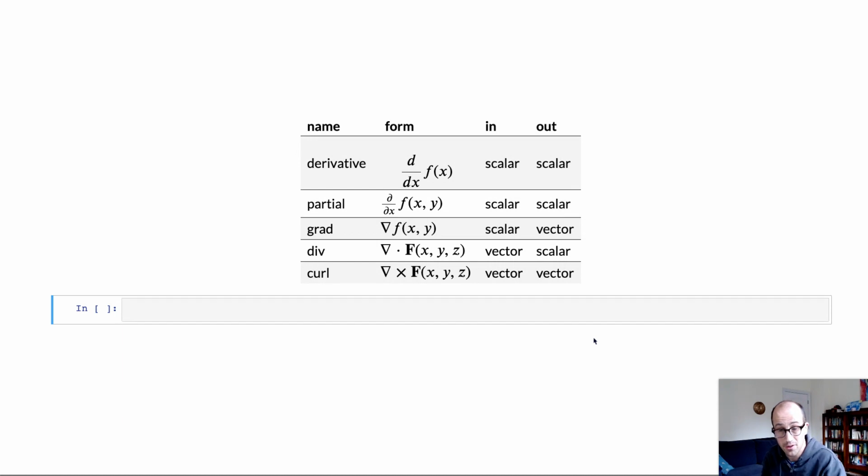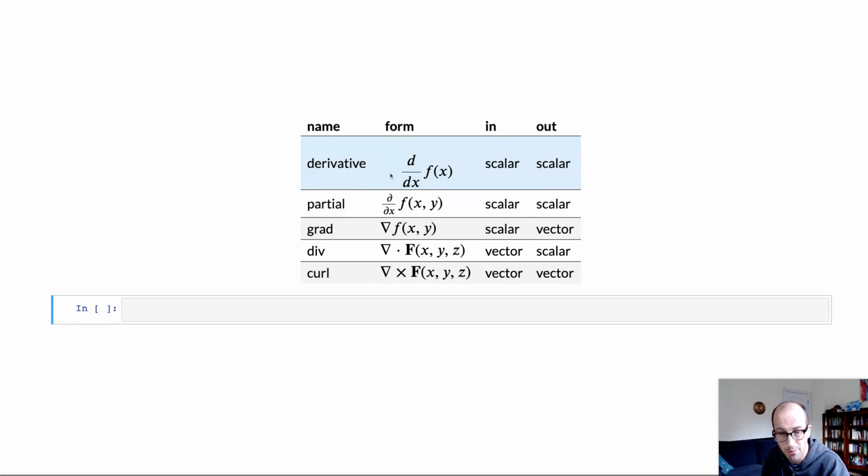Okay, so to sum up here, we've got a bunch of different derivatives. We talk about the in and the out. So what do you start with? You start with a scalar valued function with one variable, you take its derivative, you get a scalar valued function. That's what we mean by in and out in this little chart here. Partial derivatives, same idea: scalar valued function goes in, scalar valued function goes out.